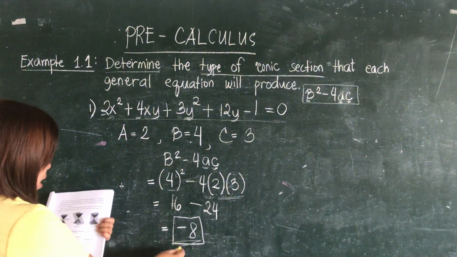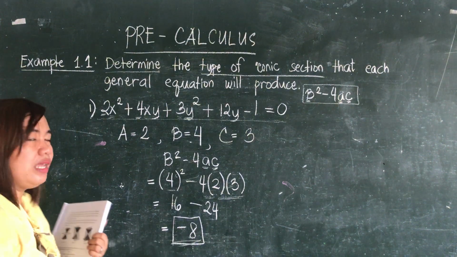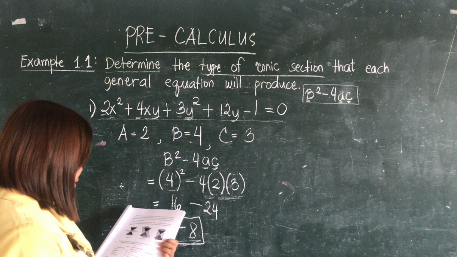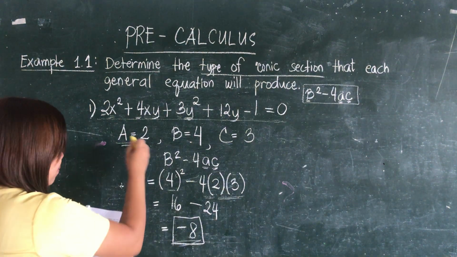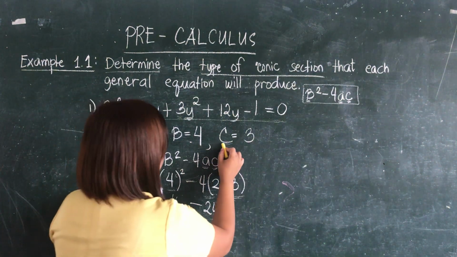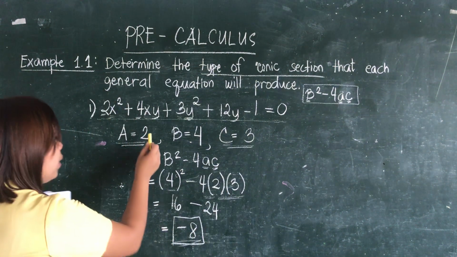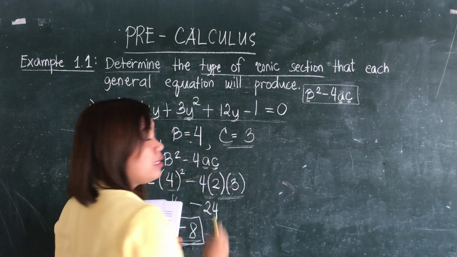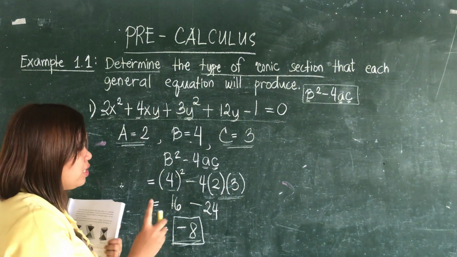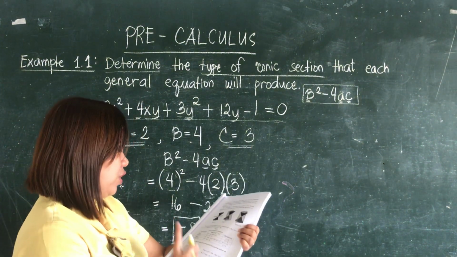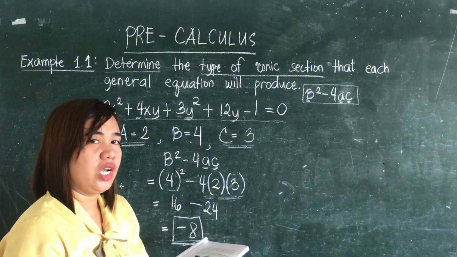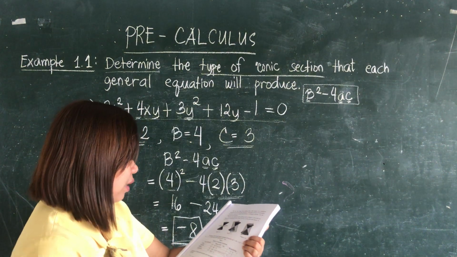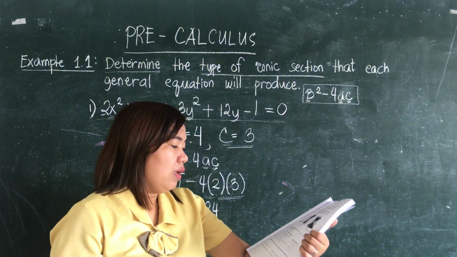Since negative 8, we can say that negative 8 is less than 0. That is right. How about, is the value of a equal to c? Of course, it is not equal since the value of a is 2 and the value of c is 3. So it is correct in the first condition, but in the other condition, we cannot say that it is really a circle.